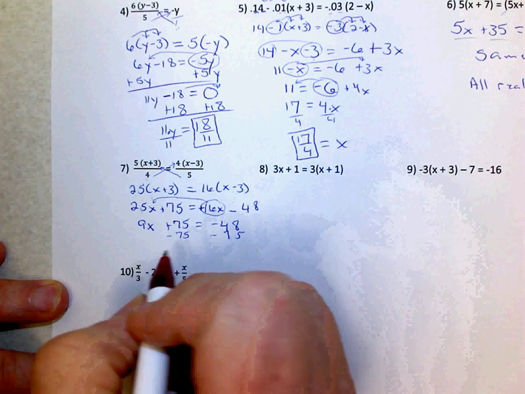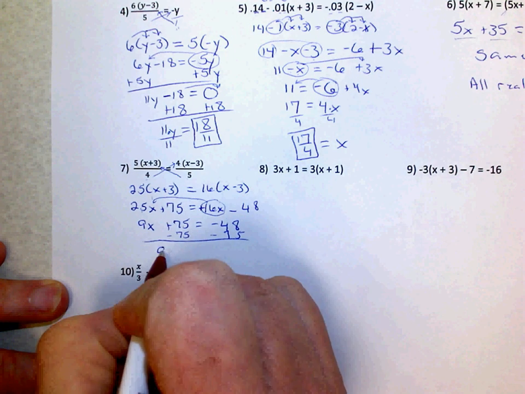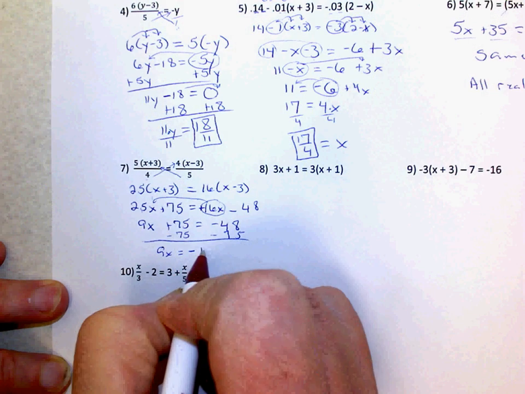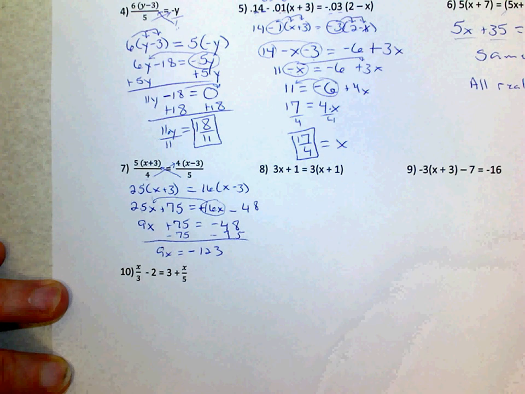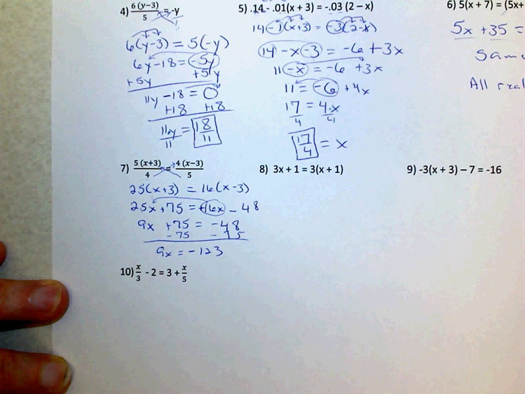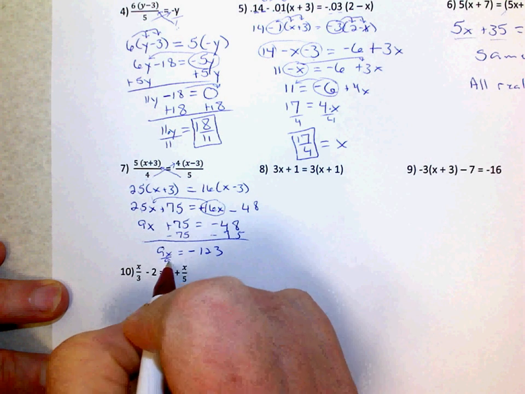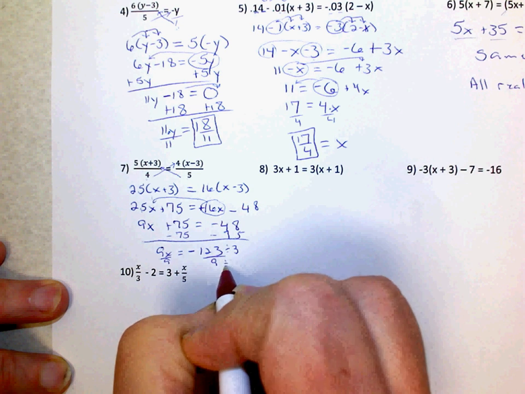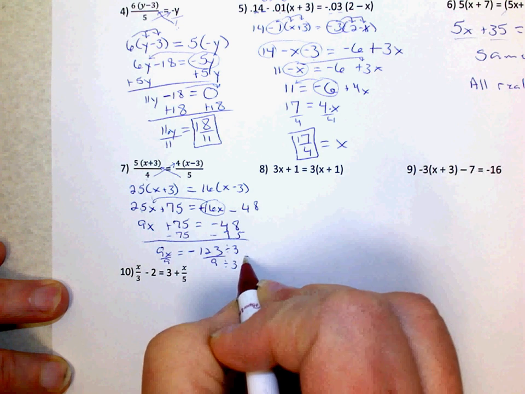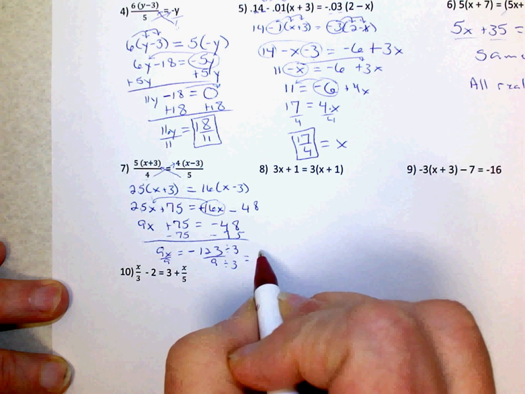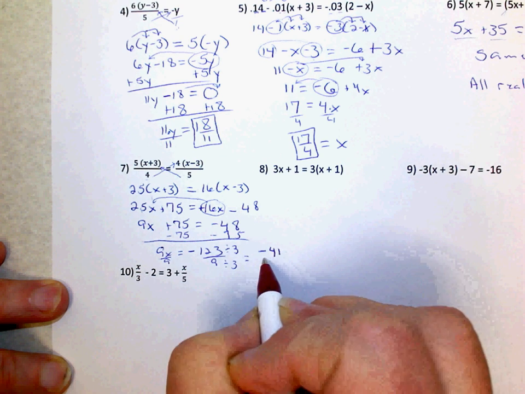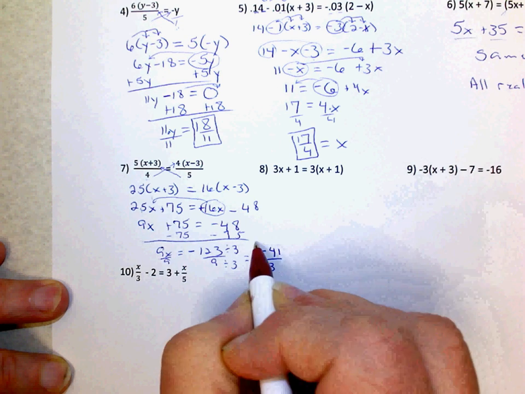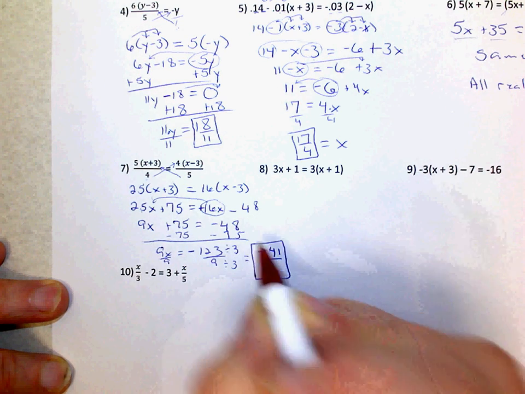you owe 123. And then you take 123 divided by 9. Ooh. Well, I can divide these both by 3. So that gives us negative 41 over 3. And that's a gross answer, but it's the right one.